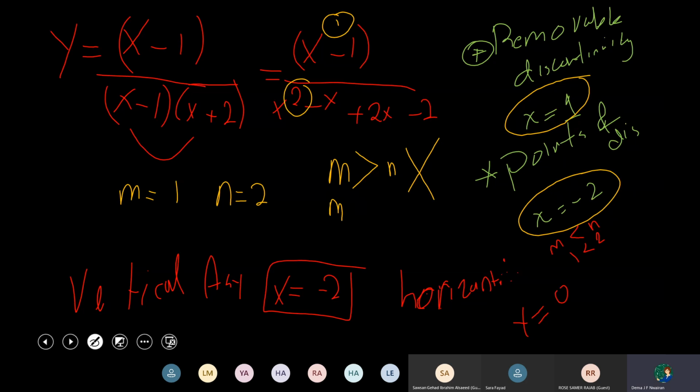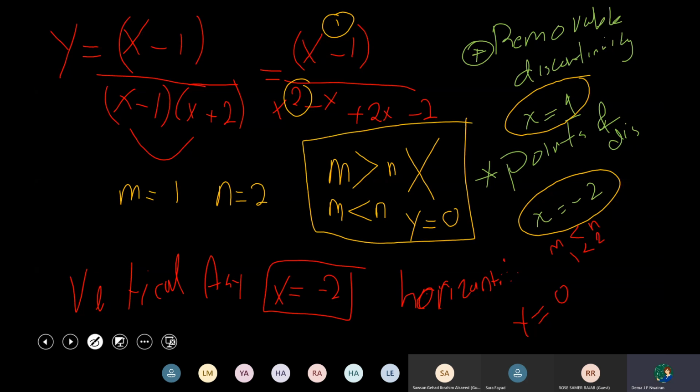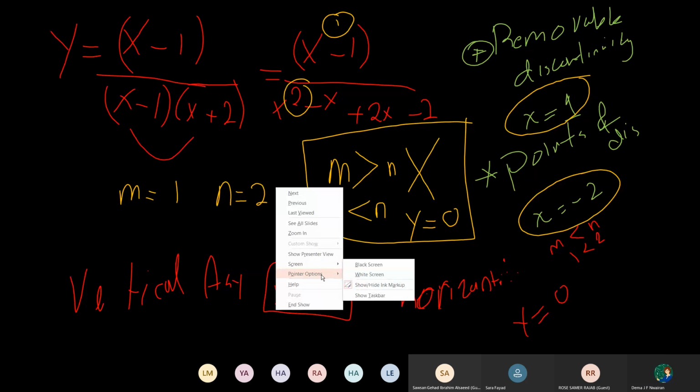If m is greater than n, there's no horizontal asymptote. If m is less than n, the horizontal asymptote will be y equals 0. This is a rule: if m is greater than n, there's no horizontal asymptote, but if m is less than n, I will say that y equals 0, the x-axis.